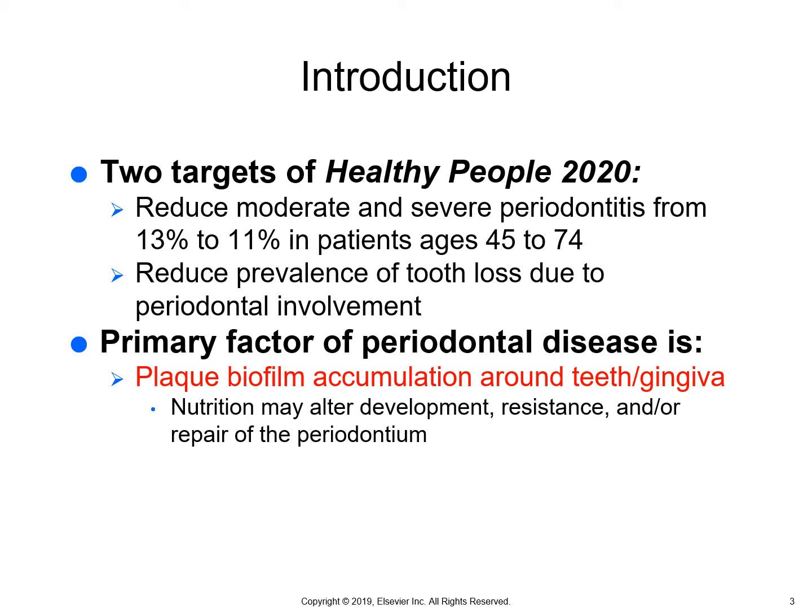The primary factor of periodontal disease is the plaque biofilm accumulation around teeth and gingiva. So plaque is the root cause. We have to have those bad bacteria in order for perio disease to happen. Nutrition can alter that development, our ability to resist the disease, and the repair of the periodontium.